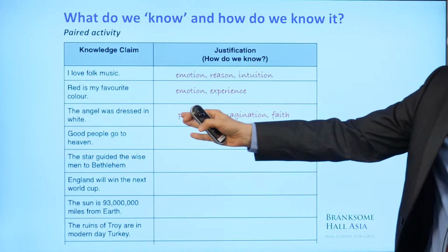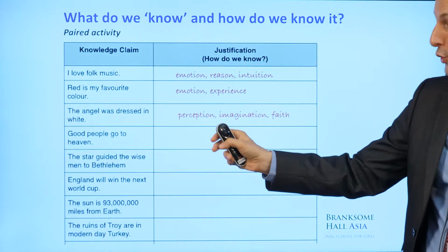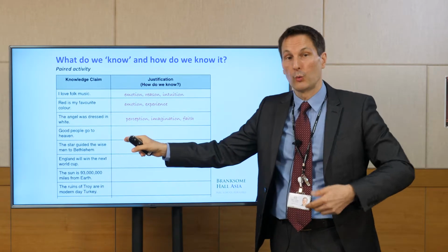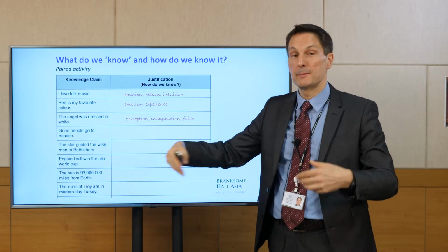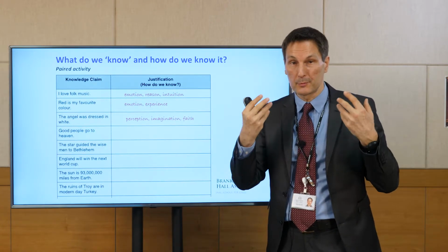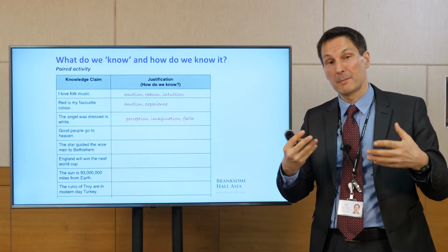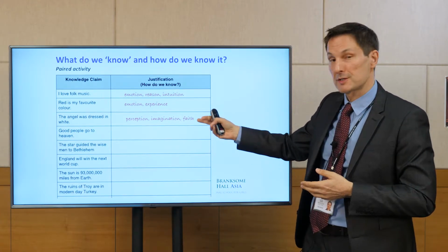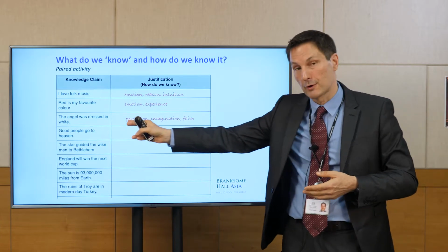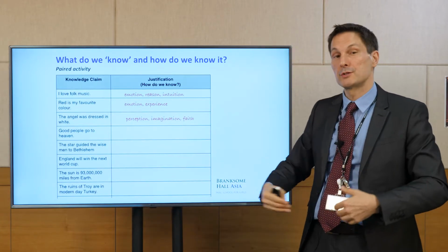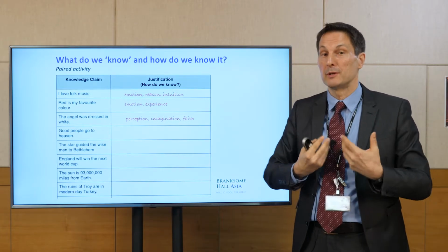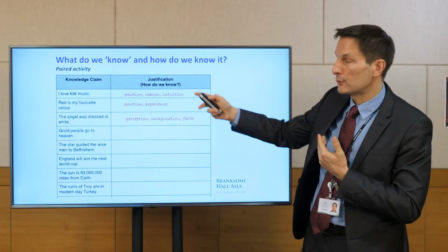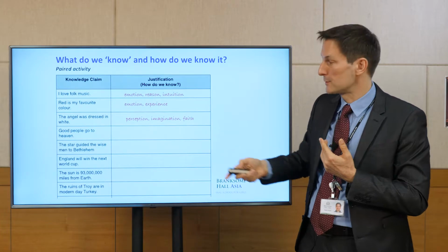This one could be about perception. We could be talking about, for instance, a passage in the Bible where a real person has described seeing an angel. So there is an element of perception or possibly imagination. Perhaps it happened in a dream. But there's also the religious aspect to this area of knowledge, which is that perhaps because of their religious faith, they believed that they saw an angel. So we're starting to think about all these different ways that we can come to know things.